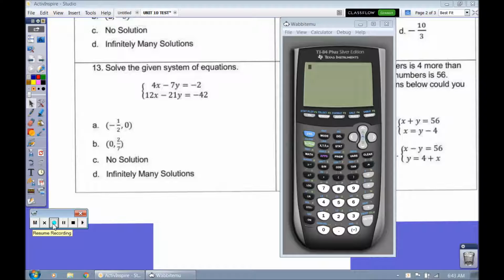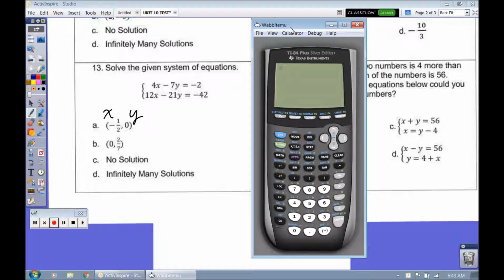13, solve the system. Okay, so they're not in y equals. I can't use the y equals button, but they give me both x and y. So I'm going to store this problem here. Take negative 0.5, we're going to store that to x. Take 0 and store that to y. Let's type in our first equation right here and see if we get a value of negative 2. 4x minus 7y. Do we get a value of negative 2? Yes. But the condition also has to be true for the next one.